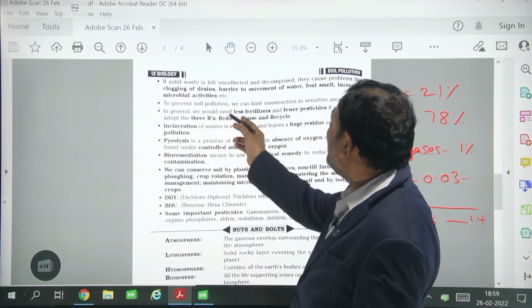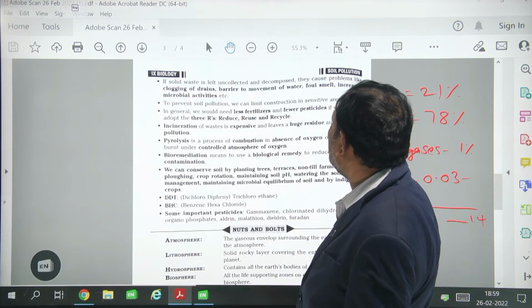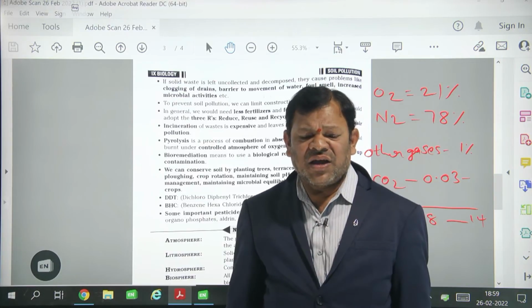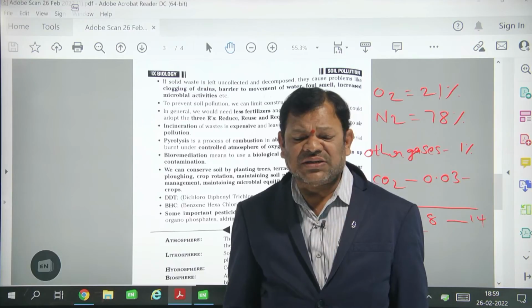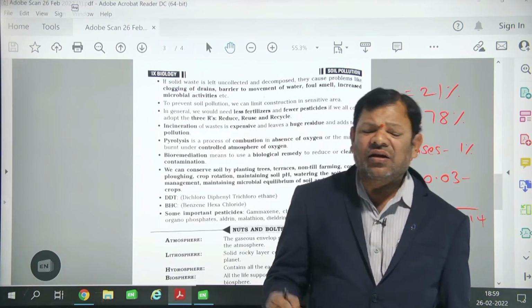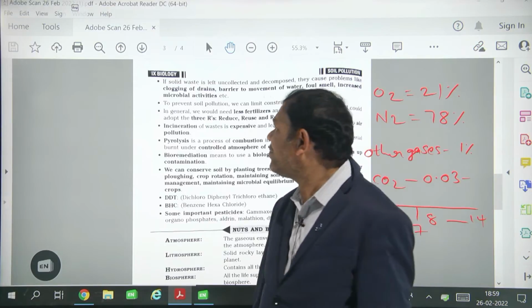Next, to prevent soil pollution, we can limit construction in sensitive areas. We can control soil pollution by limiting construction. If we are growing plants, we can control soil pollution.